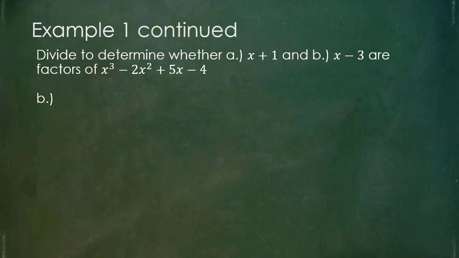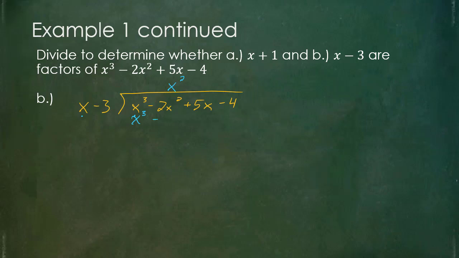Move on to part B. The setup is essentially still the same. I've got x cubed minus 2x squared plus 5x minus 4 inside, whereas now I have x minus 3 on the outside. And my goal still remains the same. Make the term out in front match whatever the front term inside is by multiplication. So I would need to multiply by x squared to make that x cubed. Go ahead and multiply it.